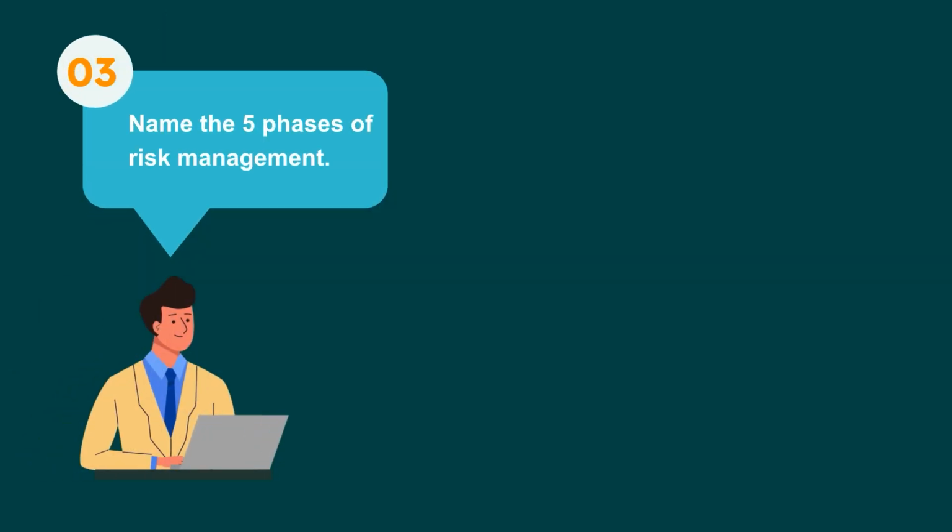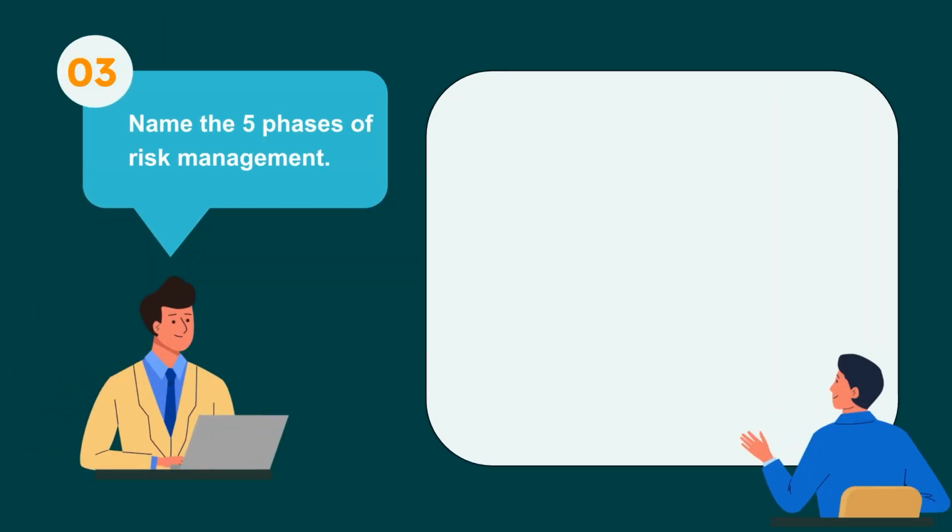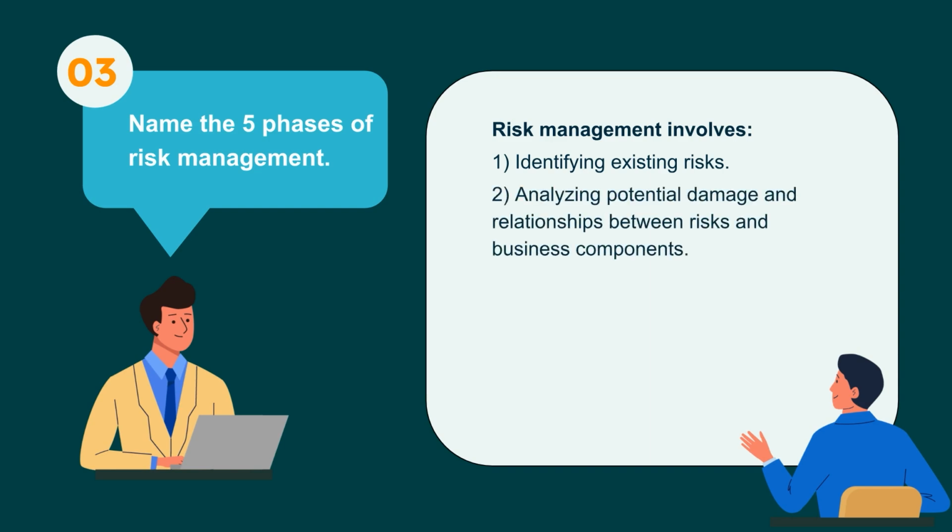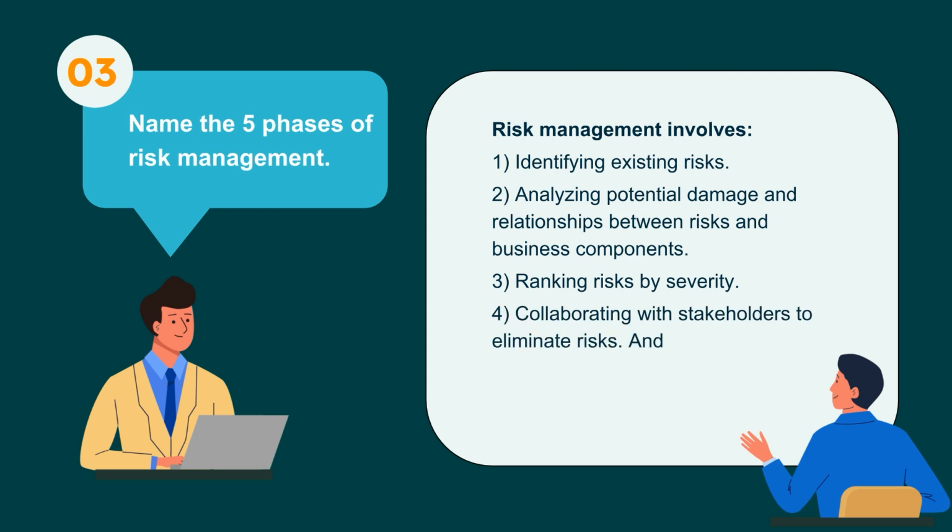3. Name the 5 phases of risk management. Risk management involves 1. Identifying existing risks. 2. Analyzing potential damage and relationships between risks and business components. 3. Ranking risks by severity. 4. Collaborating with stakeholders to eliminate risks. And 5. Reviewing to ensure complete risk removal.